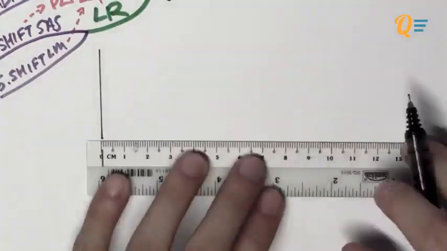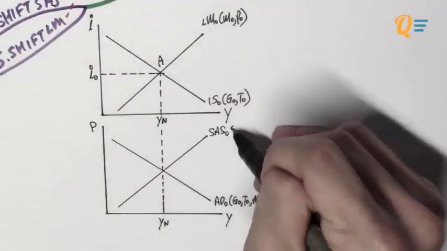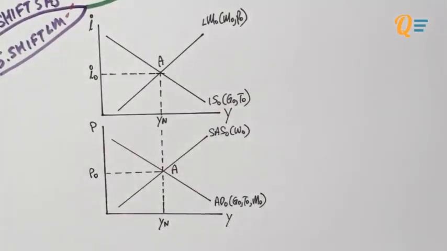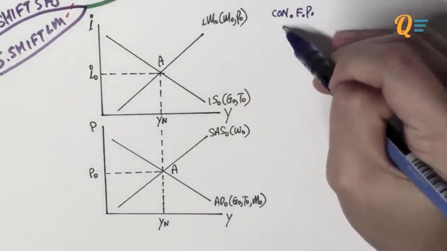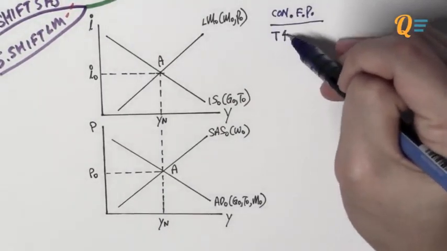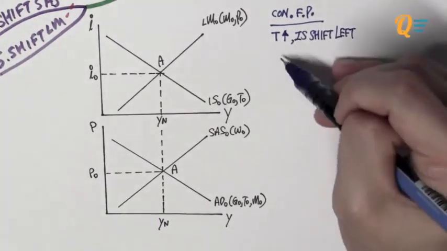Okay, so those were the 5 steps in analyzing the dynamics of the ISLM ADAS models. Now let's take a look at another example for practice. Let's talk about a contractionary fiscal policy this time. So let's assume that the government raised the tax level and the IS curve is going to be shifting left.